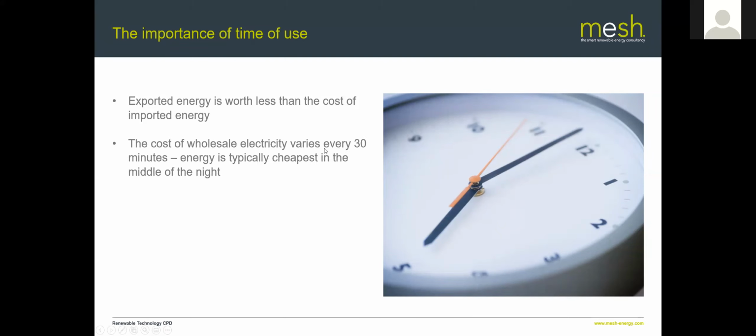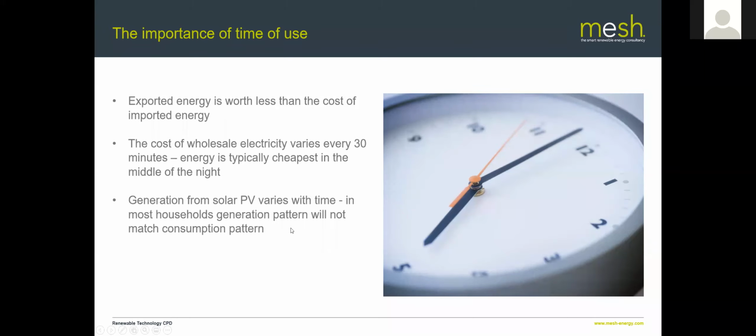The wholesale cost of electricity varies every 30 minutes, and typically the cheapest rates are in the middle of the night. Particularly in the UK now, we've got a lot of offshore wind generation, and it's not very turn-off-able. So the cost can actually go negative in the middle of the night when the wind farms are producing loads of energy, and there's nobody really trying to use it. So the grid price drops and drops and drops, and eventually can go negative.